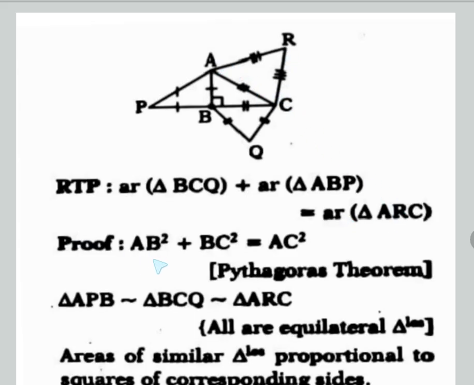Now proof: AB square plus BC square is equal to AC square, because it's a right angle triangle ABC, so the hypotenuse is AC, and the remaining sides are AB and BC. But APB, BQC and ARC, these three triangles are similar.